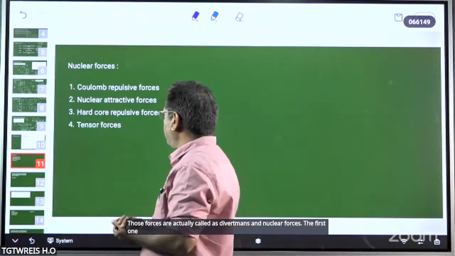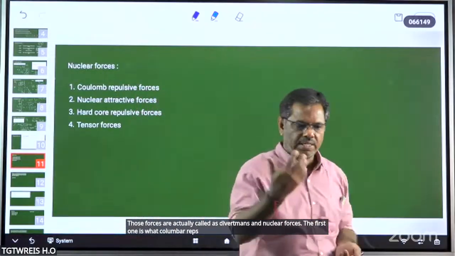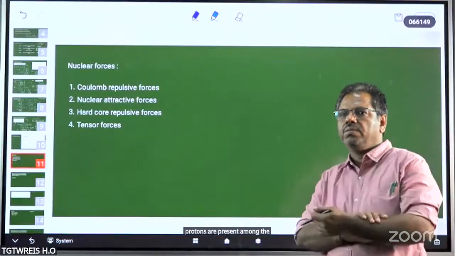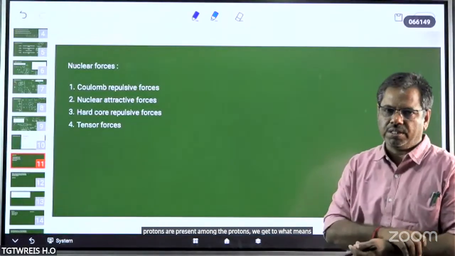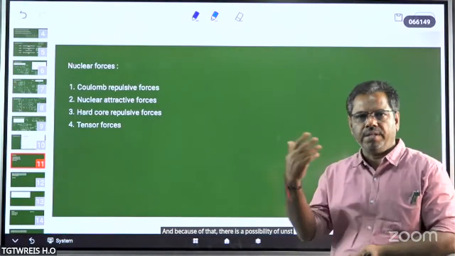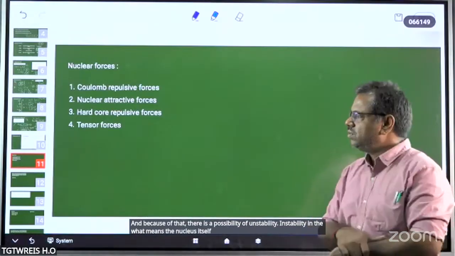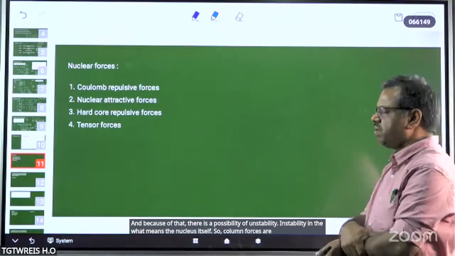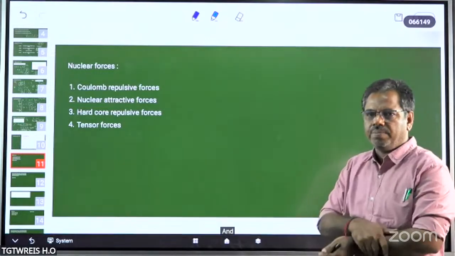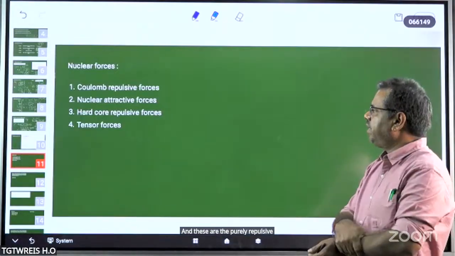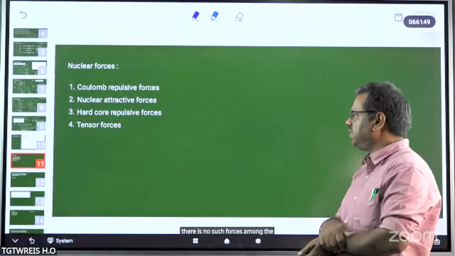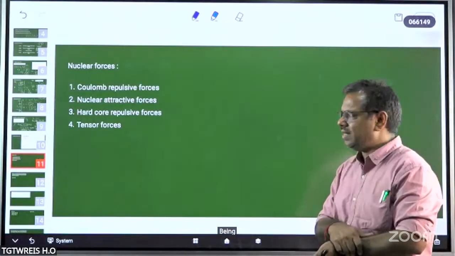The first one is Coulomb repulsive forces. You know that inside the nucleus there are protons present. Among the protons we get repulsive forces, and because of that there is a possibility of instability in the nucleus itself. So Coulomb forces are responsible for the instability of the nucleus, and these are purely repulsive forces, present only among the protons. There are no such forces among the neutrons, because they are chargeless.